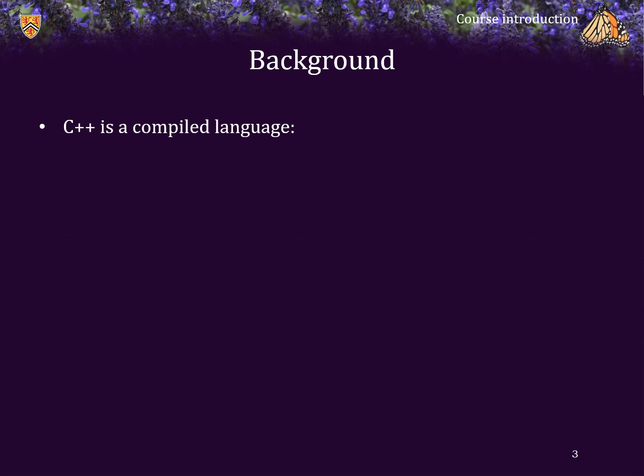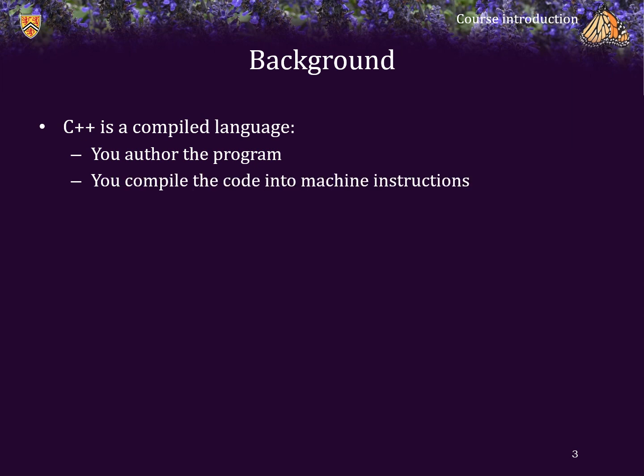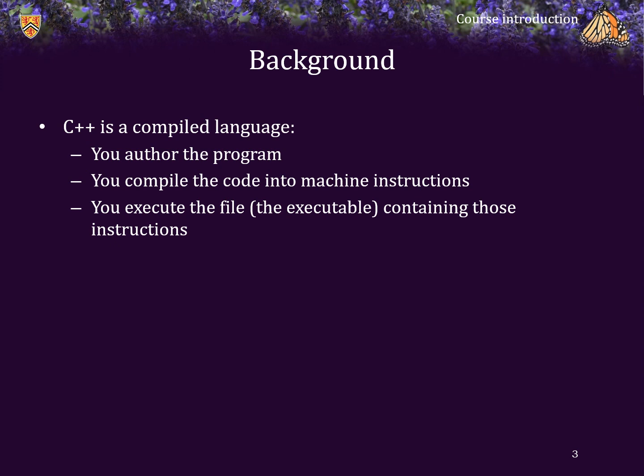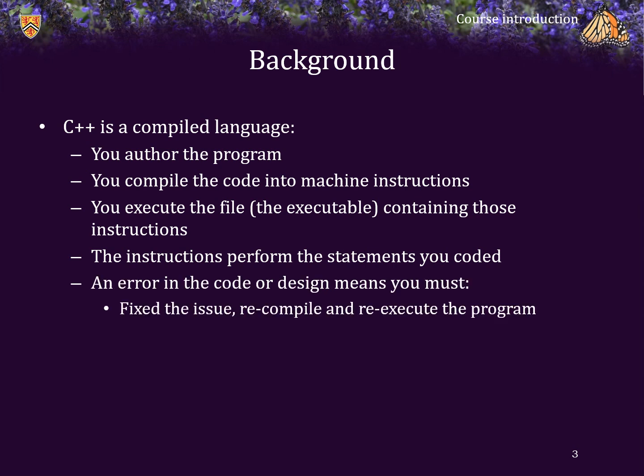In your Fundamentals of Computation course, you are using C++. C++ is a compiled language. You author the program. You compile the code into machine instructions. You execute the file, the executable, containing those instructions. The instructions perform the statements you coded, which hopefully are what you meant to be coded. An error in the code or design means you must fix the issue, recompile, and re-execute the program.